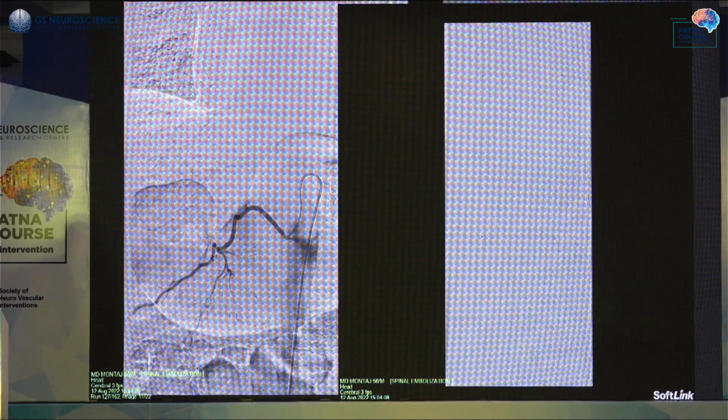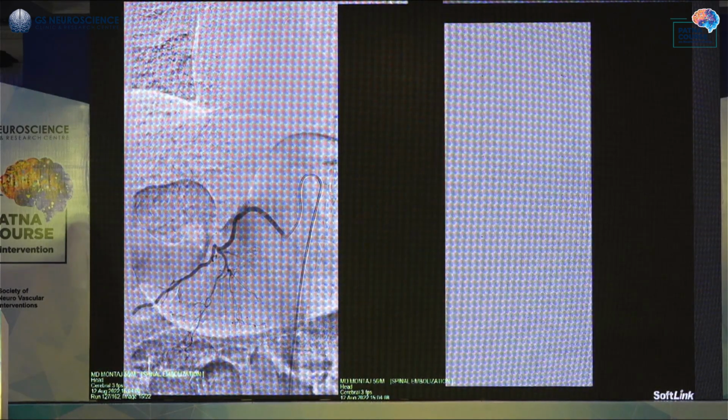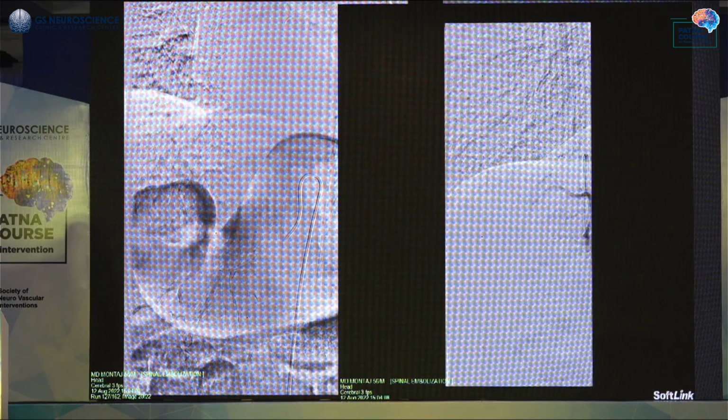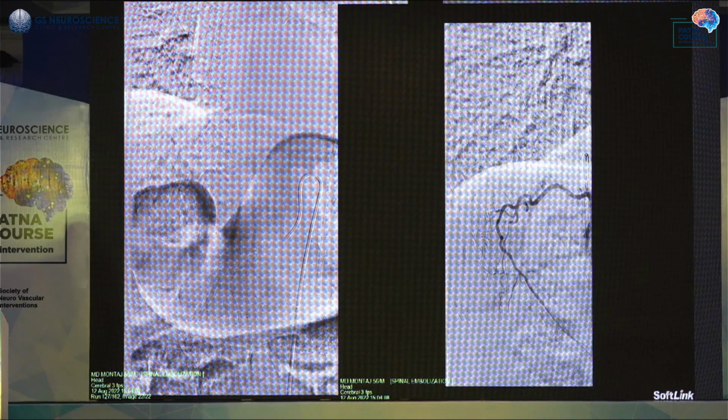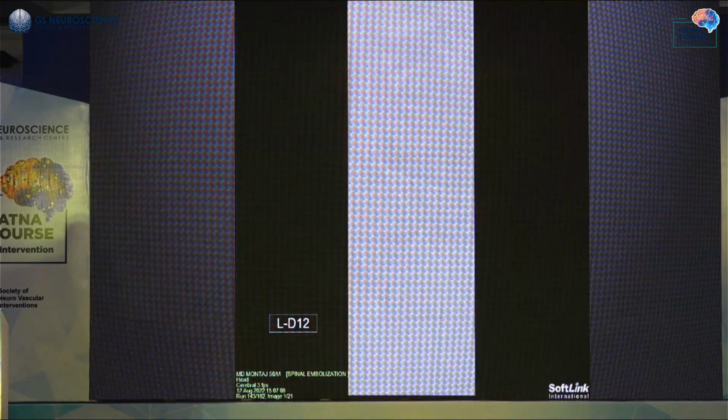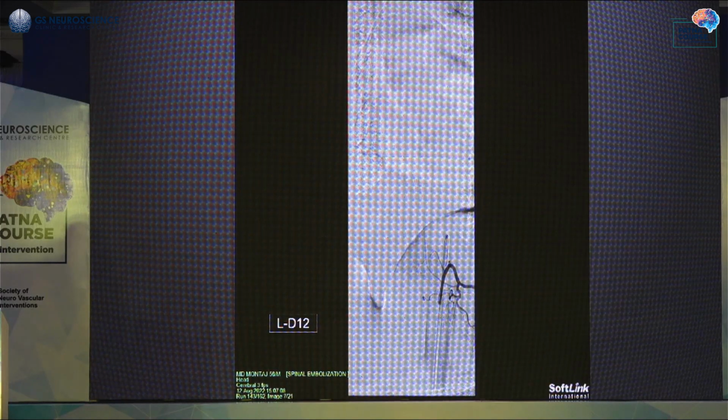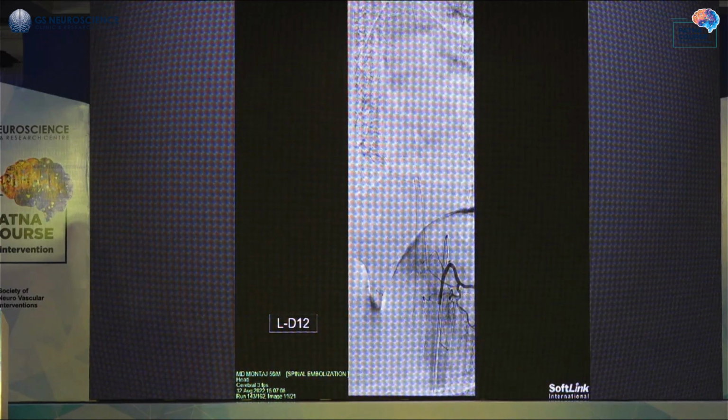So this is at the end of the procedure, both AP and lateral. Yeah, check on your anterior spinal and you're done.